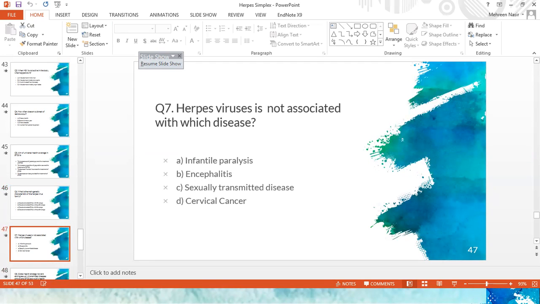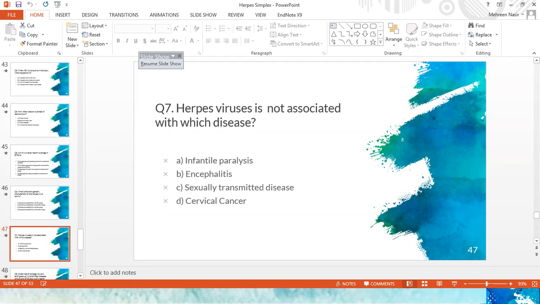Herpes virus is not associated with which disease? Infantile paralysis, encephalitis, STIs, or cervical cancer? The correct answer is infantile paralysis. This is also known as poliomyelitis.